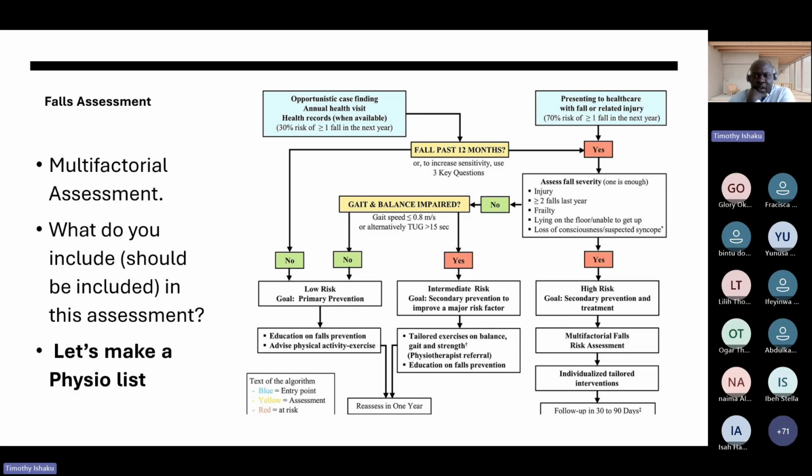Assess their gaze. Do you want to expand on when you say gaze? You can type it in the chat box. So maybe you're referring to vision. Assess balance. Okay. Physical abnormalities. Okay, that's a very big one. Okay, PCV, gait analysis.